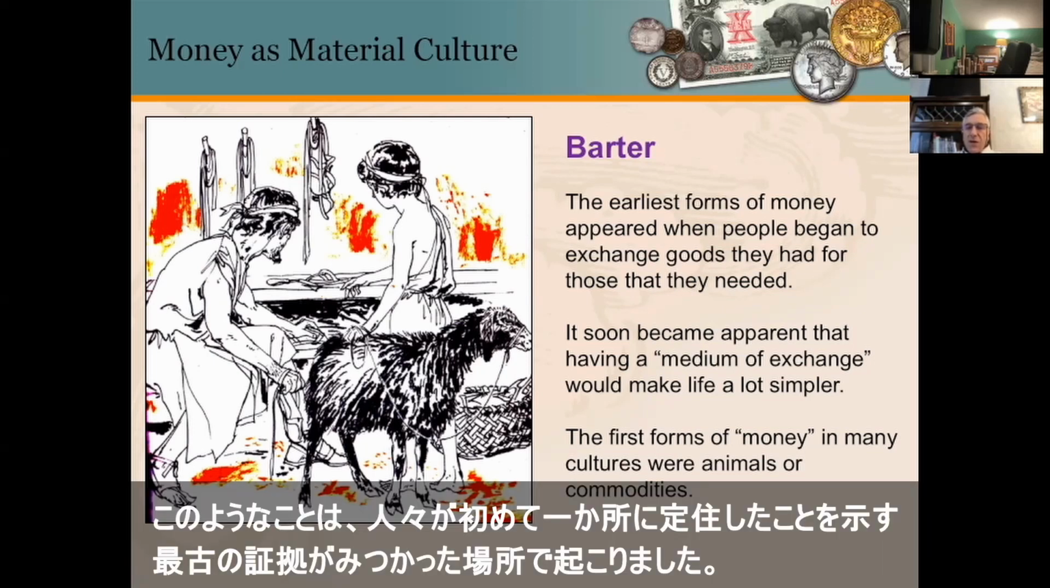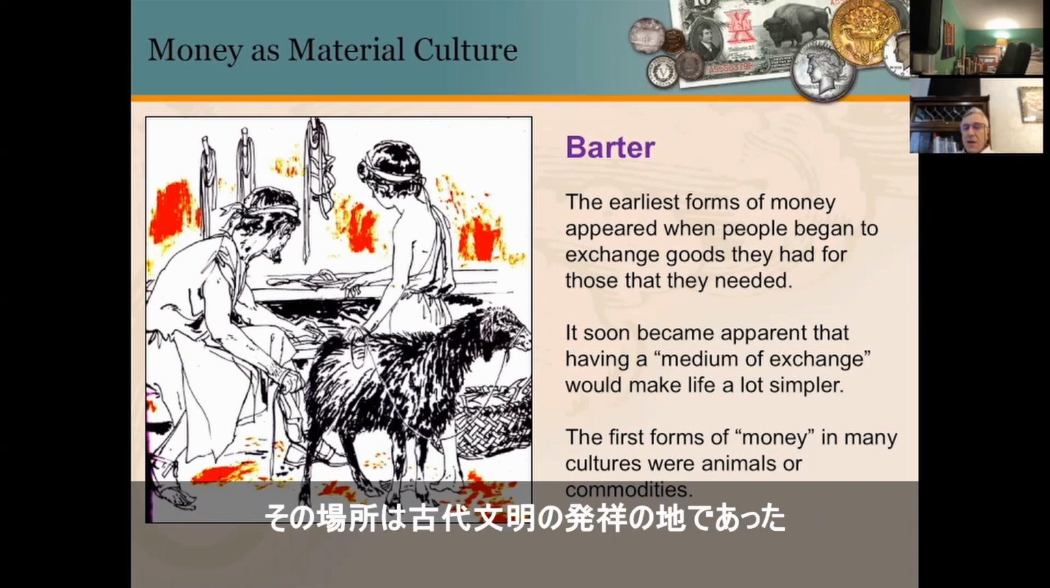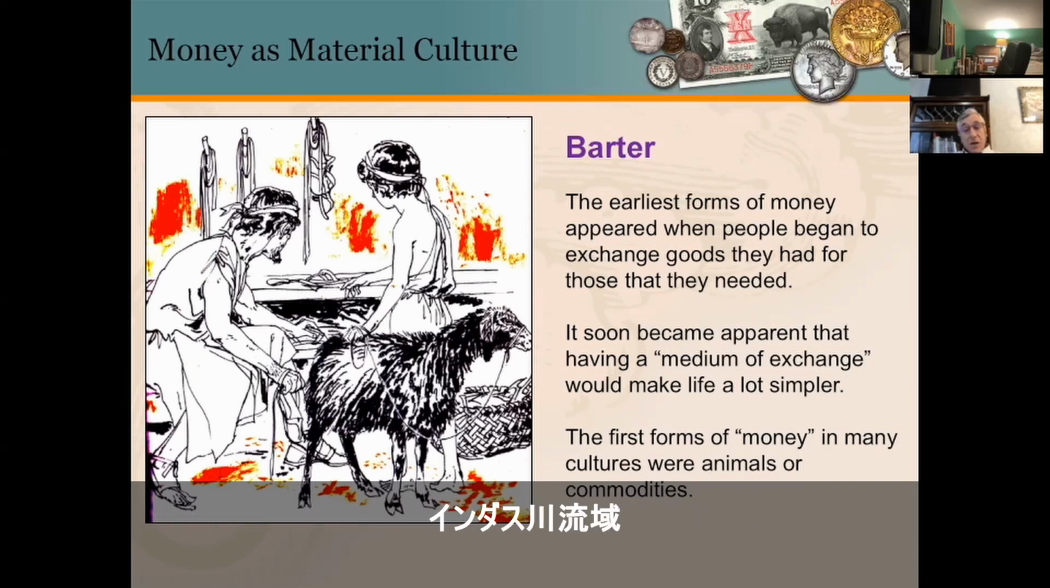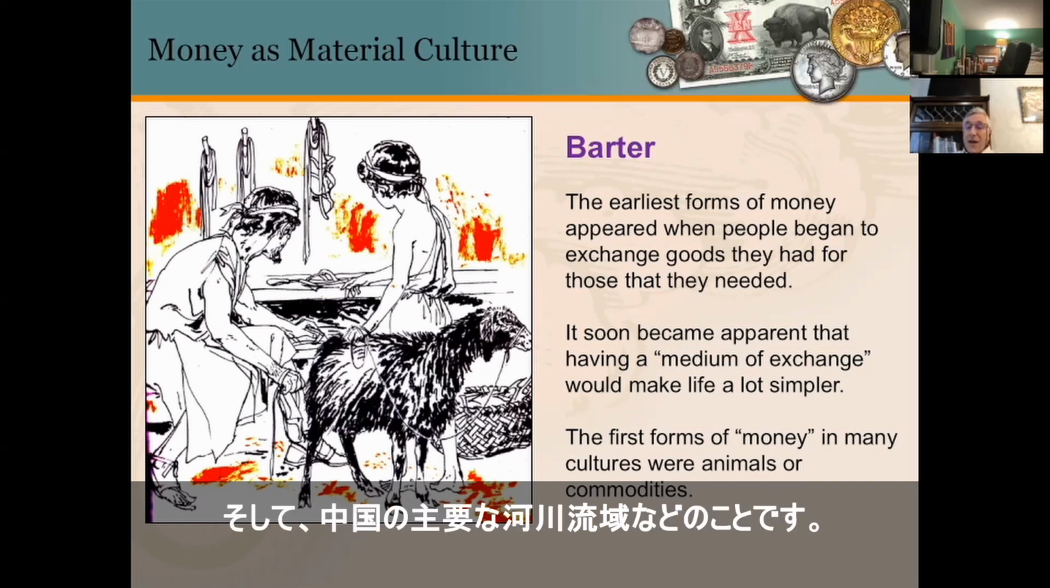All of this occurred in places where we find the earliest evidence of people settling down in one place to form permanent settlements for the first time. These were the ancient cradles of civilization, such as the Fertile Crescent of Mesopotamia, Egypt along the Nile, the Indus Valley, or in China's major river valleys.